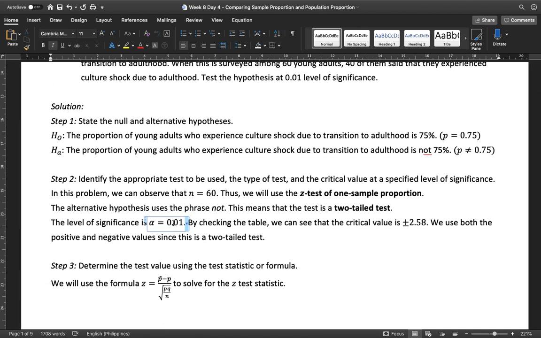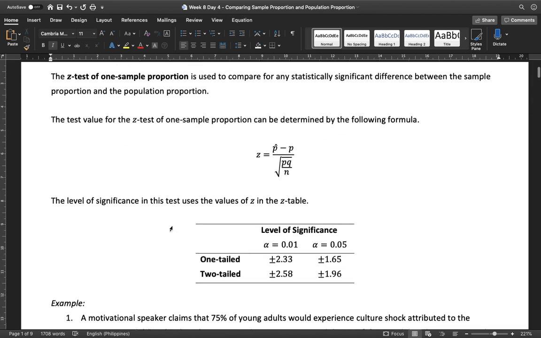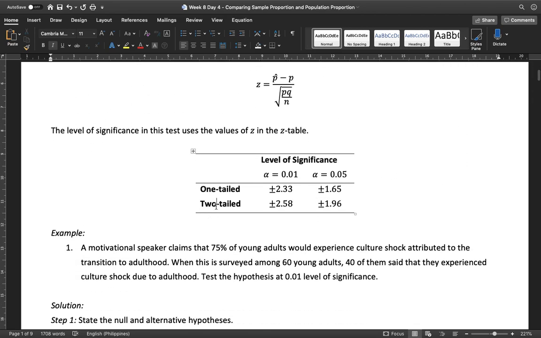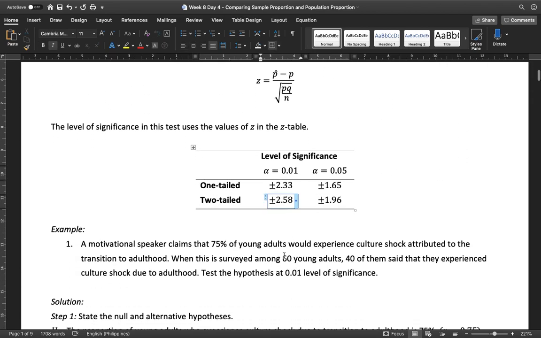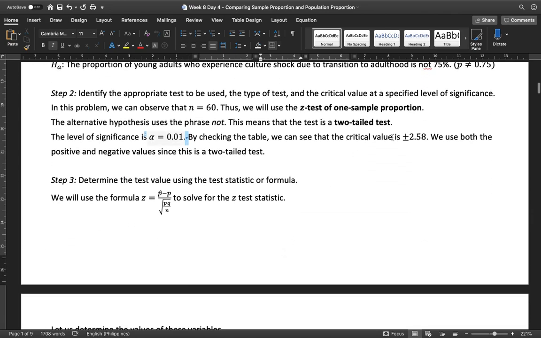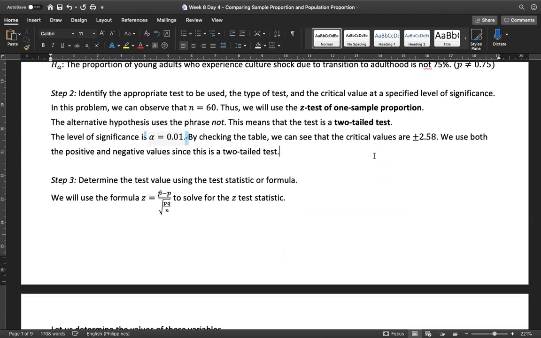Also, the level of significance is 0.01. So, check natin table. Two-tailed, 0.01 ang level of significance. So, ito yun. We make use of the value 2.58. So, the critical values are positive, negative 2.58. We use both the positive and negative values.